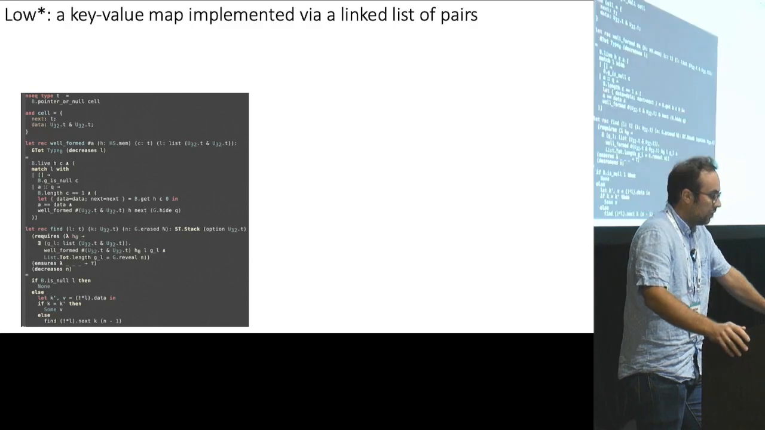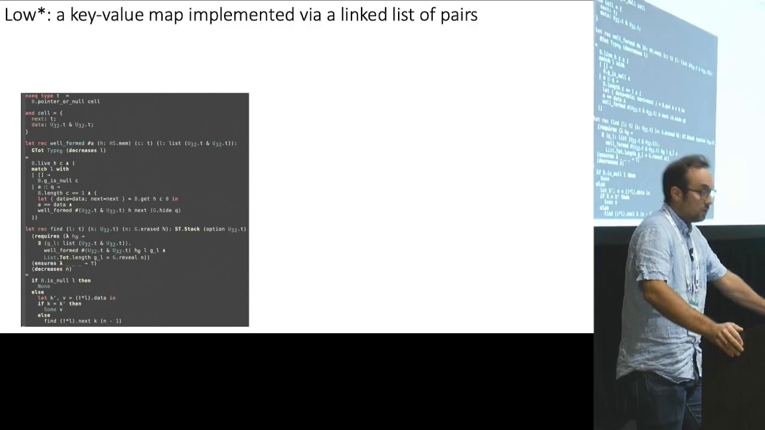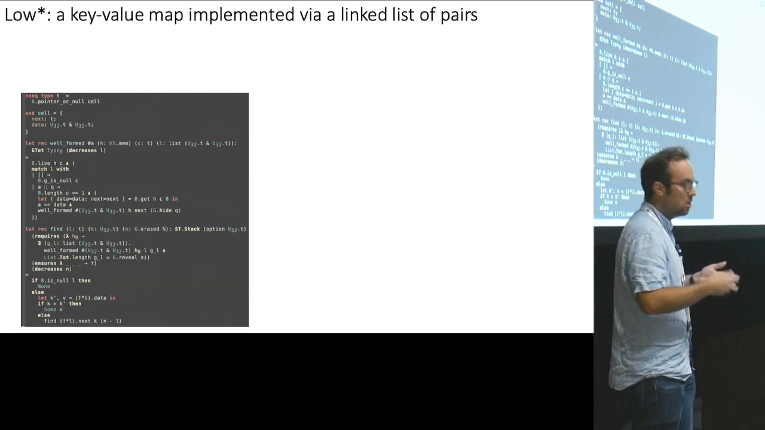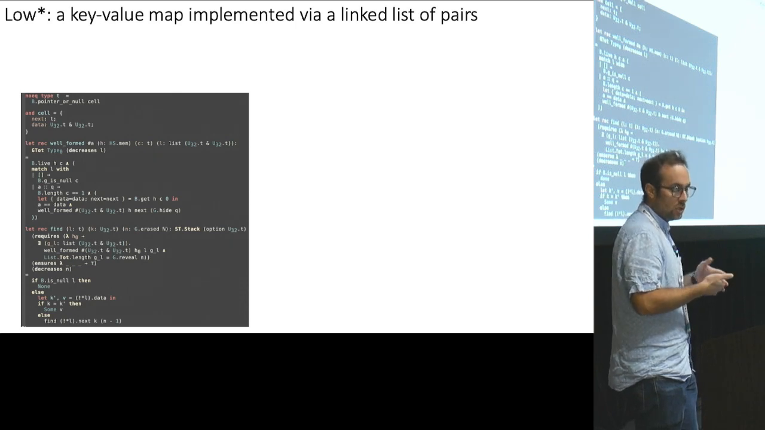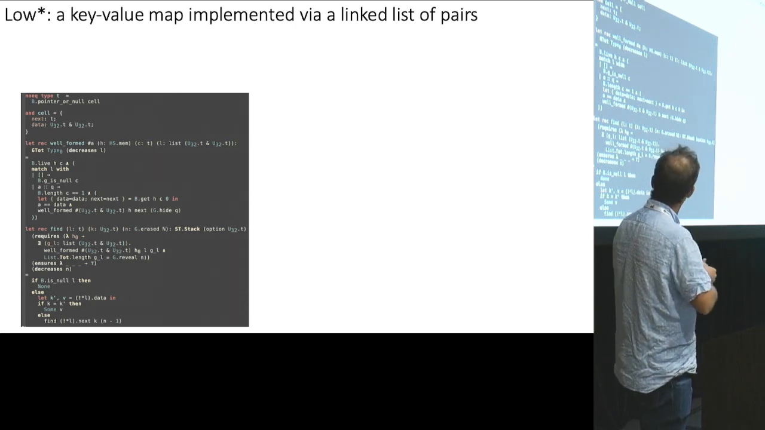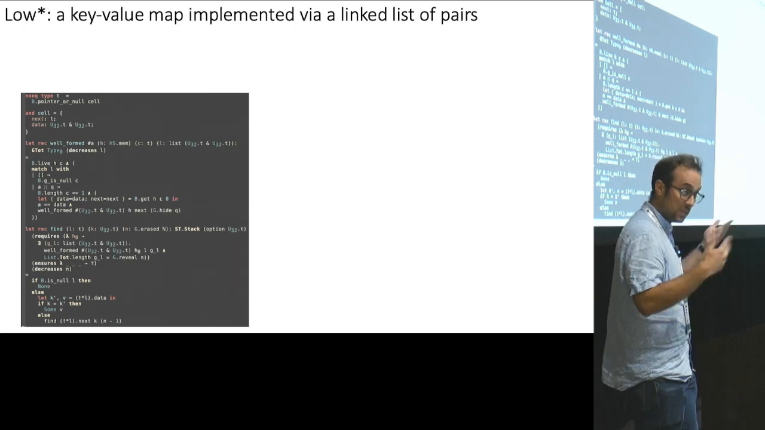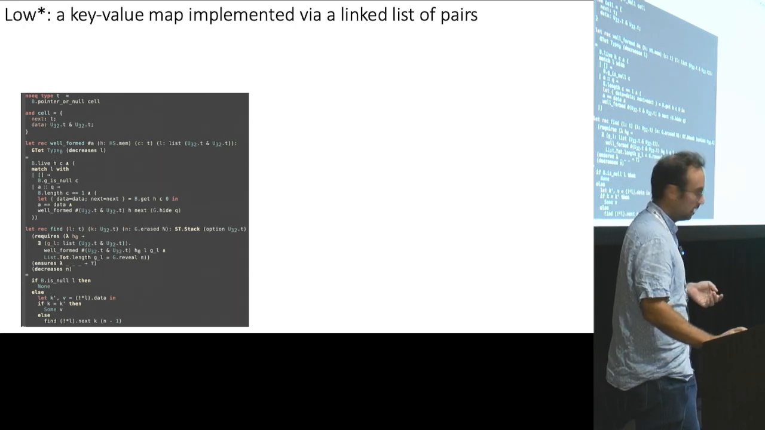The language that we operate in is called LowStar, for low-level F-star. It's a subset of F-star that compiles to C. It's a shallow embedding of curated C concepts in F-star. It means that you can use machine integers, you can use while loops, but you cannot use higher order, you cannot use closures, you cannot use any of these things because they don't naturally compile to C.